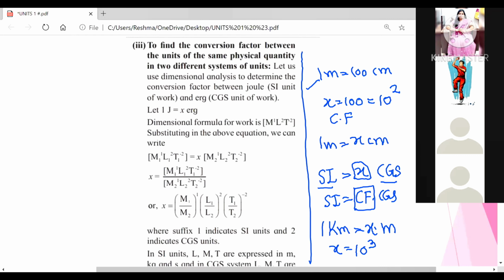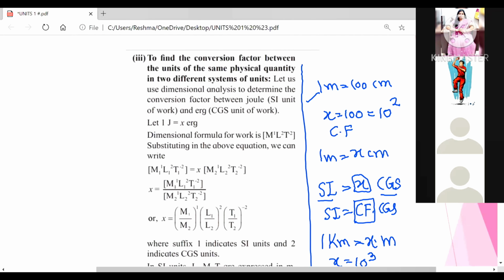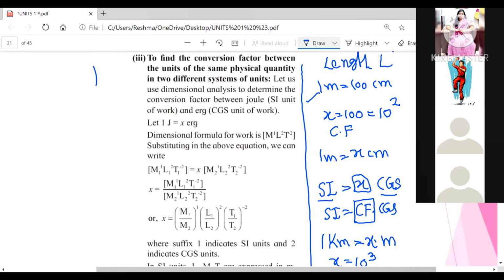Here we are using work as the physical quantity. Previously I explained with the length L. Now we are learning the work. Work is a physical quantity, represented by W. In SI system, the unit of work is joule.